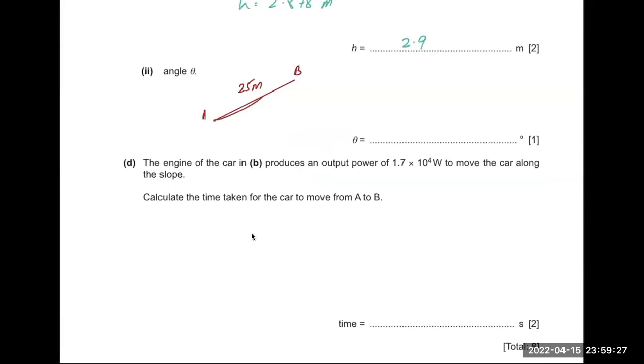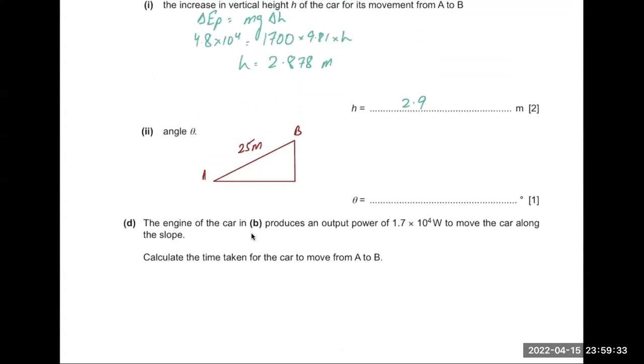And this here is the horizontal. And the height that it gains when it moves from A to B is 2.878 meters, or 2.88 meters. They're asking you for this angle theta. If it moves 25 meters up, it gains a height of 2.878 meters, or 2.9 meters. What is this angle theta?